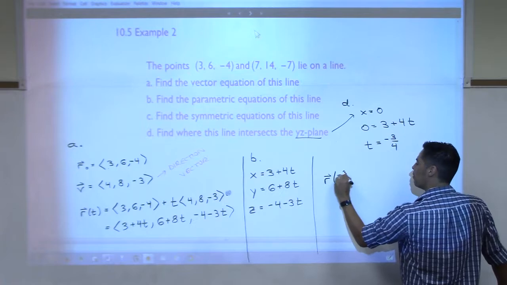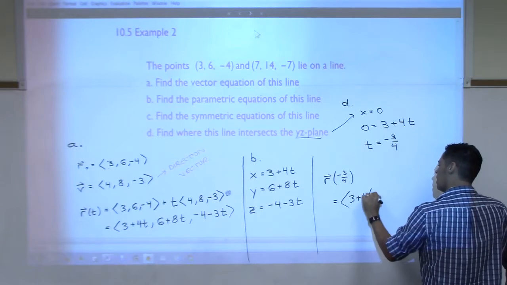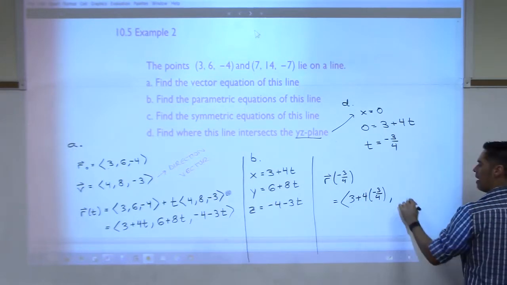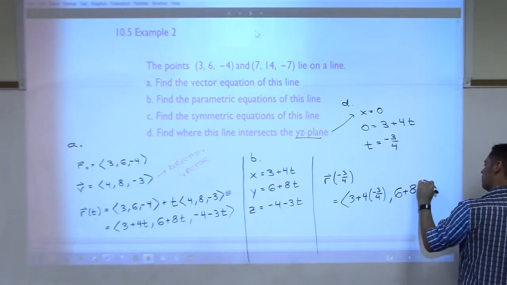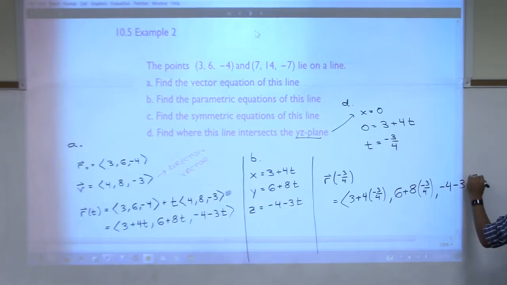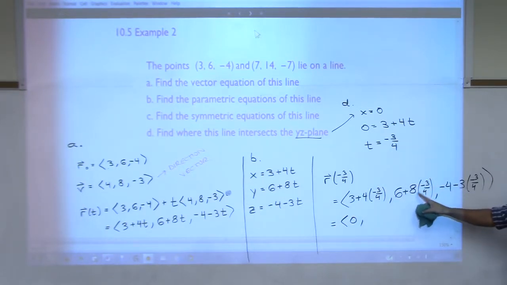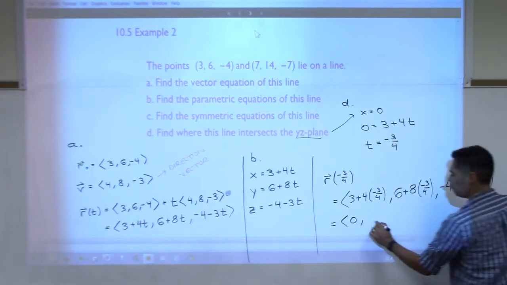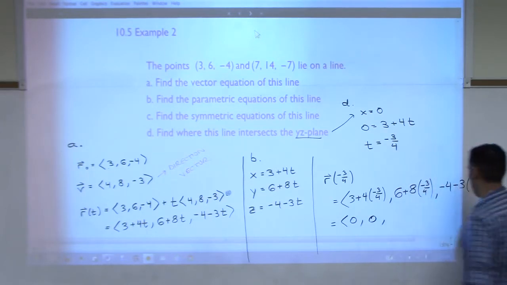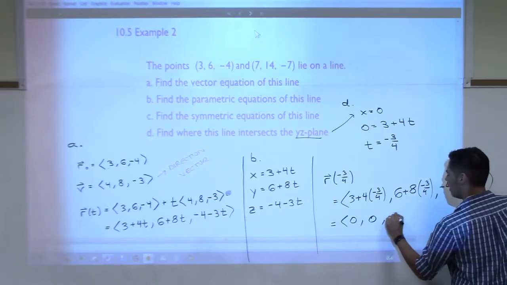What's r of -3/4? So this is going to be a vector, right? Which is 3 plus 4 times -3/4. And then we have 6 plus 8 times -3/4. And then -4 minus 3 times -3/4. 0. Here is 2, 0 again. Just coincidence, all right? And then this one, negative what? -7/4.